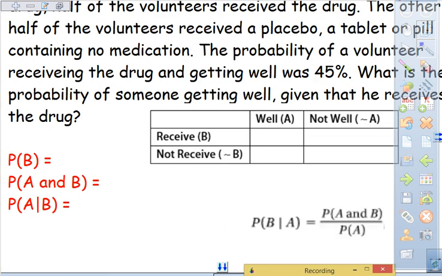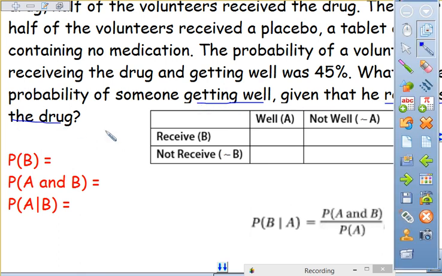here's what I decided to do. Set up a two-way frequency table, well and not well, and then receive and not receive the medicine. So I am letting A be the probability of someone getting well, and B be receiving the drug.